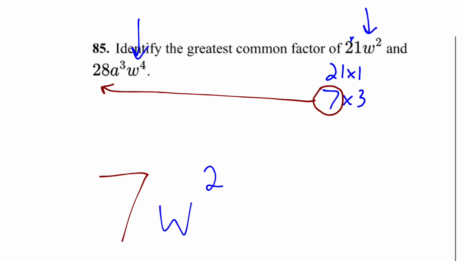Number 85, I start with a smaller number, 21. 21 does not go evenly into 28. Cross it out. Next biggest factor is 7, which does go evenly into 28, so I'm going to include that. A is not showing up in both of these, but W is. I choose the smaller exponent. So 2 is the smaller exponent, and that's the one I use. They each have at least 2 W's. This one has more, but they have 2 in common.